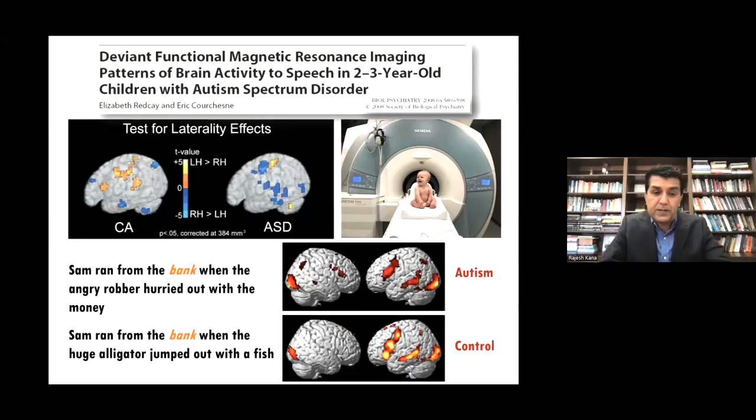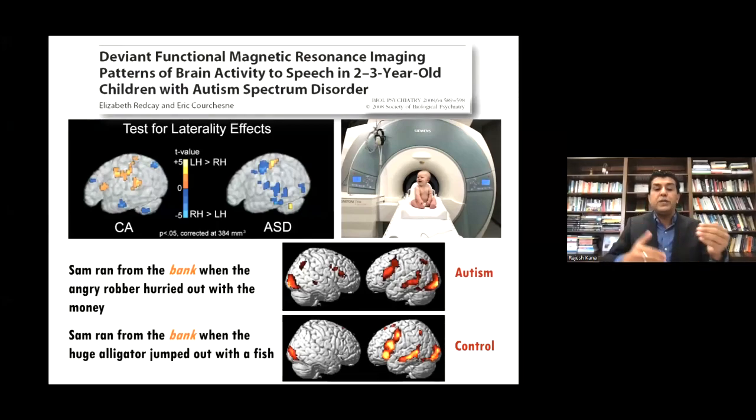And this is one of our studies at the bottom. You're seeing something very similar to the homograph we were talking about, but this study is done with adult autistic individuals. You can see sentences there. Sam ran from the bank when the angry robber hurried out with the money. Sam ran from the bank when the huge alligator jumped out with a fish.